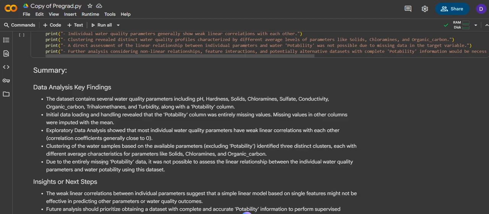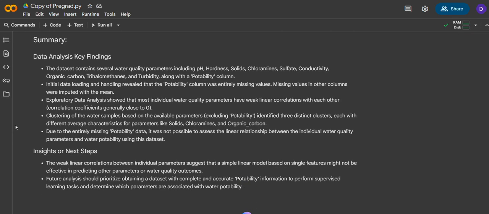Next, due to entirely missing potability data, it was not possible to assess the linear relationship. And what are the insights for the next step? As the weak linear correlation exists, predicting the next water quality is quite difficult. That's why we will use the accurate potability column next time.